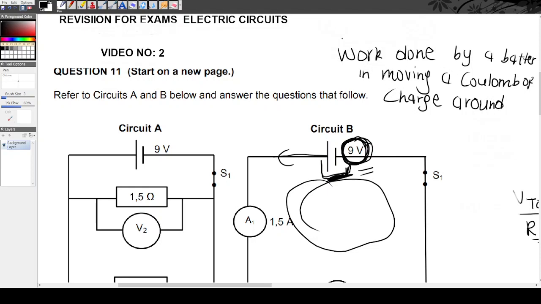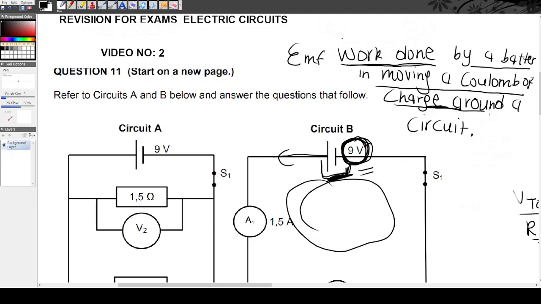Work done by a battery in moving a coulomb of charge around a circuit. Well, that's the definition of EMF. Work done means energy. So it's the energy that is provided by a battery so that it can move charges around a circuit, which is the same thing as what I was saying before. That is the maximum amount of voltage that this battery will supply to the circuit. Hope that makes sense.